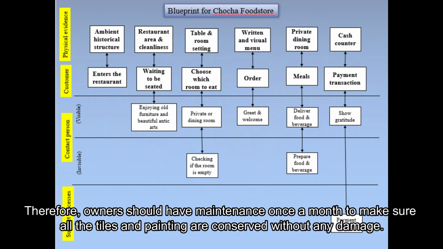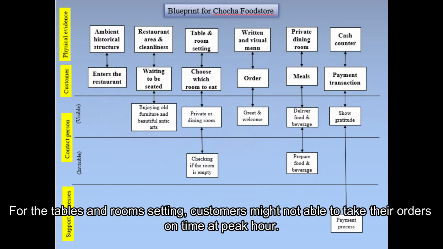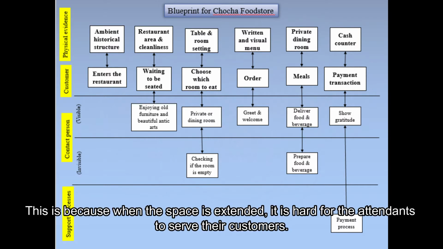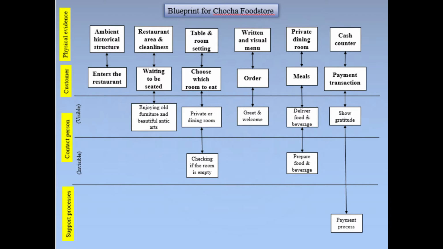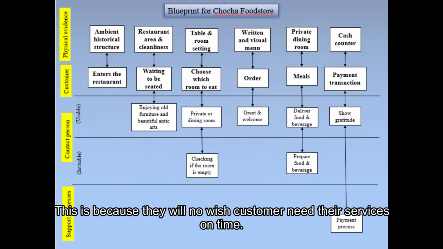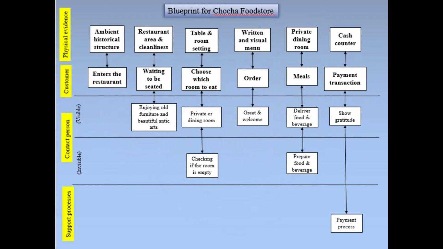Therefore, owners should have maintenance once a month to make sure all the tiles and paintings are conserved without any damage. Secondly, for the tables and room setting, customers might not be able to place their order on time at peak hour. This is because when the space is extended, it is hard for the attendants to serve their customers. Therefore, if Chocha food store provides a restaurant service button, it will help the attendants to serve customers easily, because they will know which customer needs their service on time.